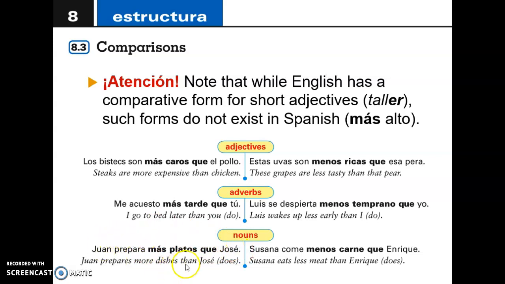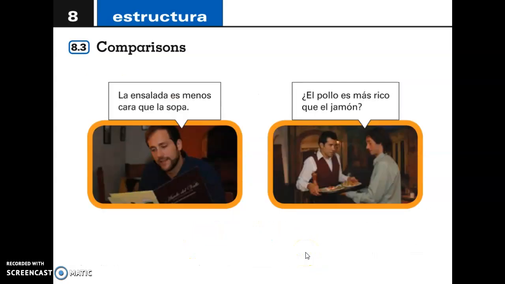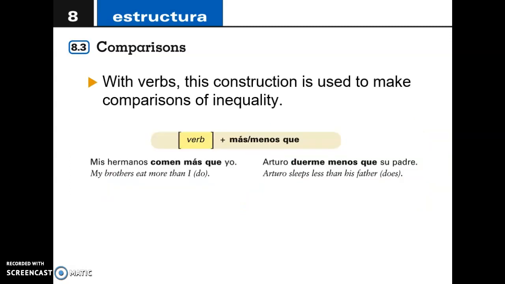And finally, we have Juan prepara más platos que José. Juan prepares more dishes than José. We're using nouns over here. And Susana come menos carne que Enrique. Susana eats less meat than Enrique. And here we are using nouns. So we have two examples over here. La ensalada es menos cara que la sopa, less expensive than. El pollo es más rico que el jamón. The chicken is tastier than ham, or in this case, literally would be more tasty than. Of course, we have to adjust when we translate to make sense or to sound correct in English.